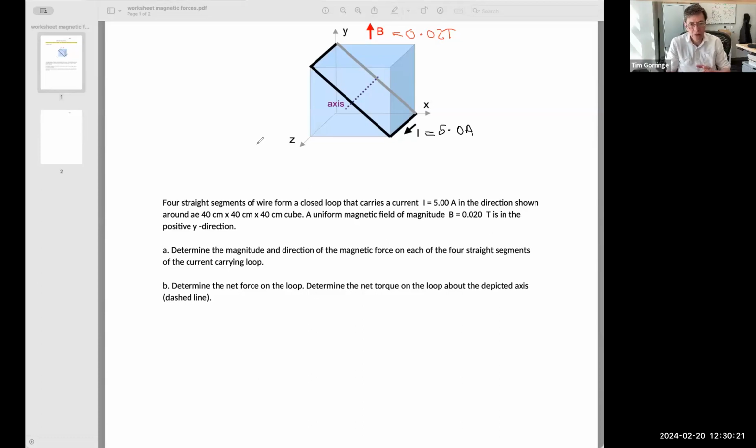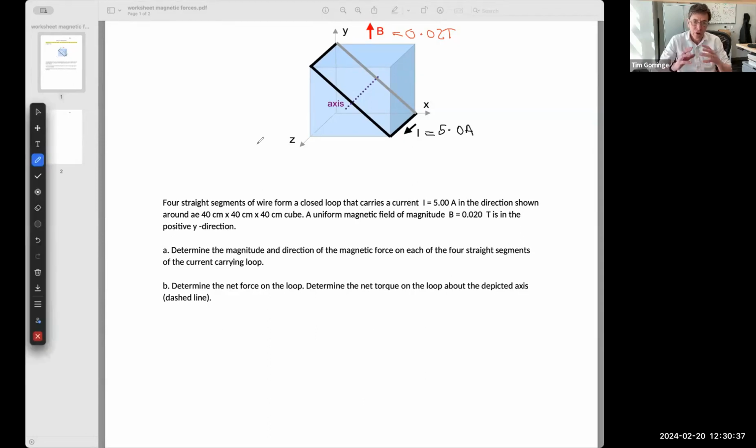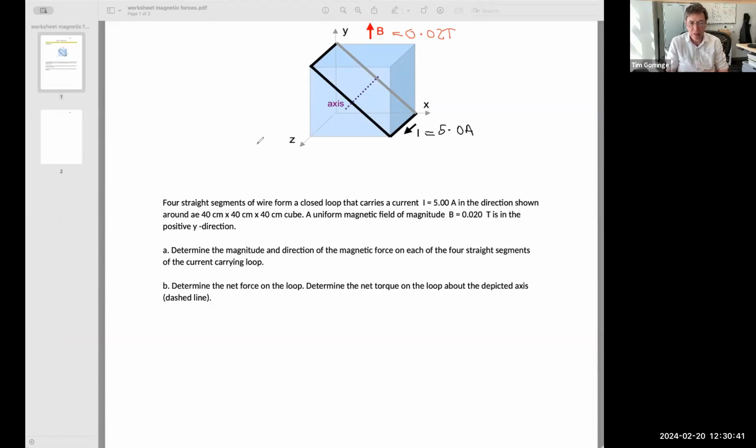Wanted to work through this example of a current carrying loop, a rectangular loop that's immersed in a magnetic field. It's a uniform magnetic field. The arrangement is described in terms of a cube whose sides are 40 centimeters by 40 centimeters by 40 centimeters, with one corner on the origin.